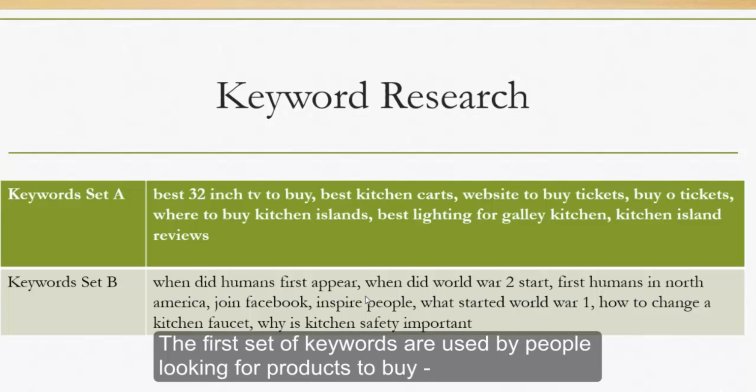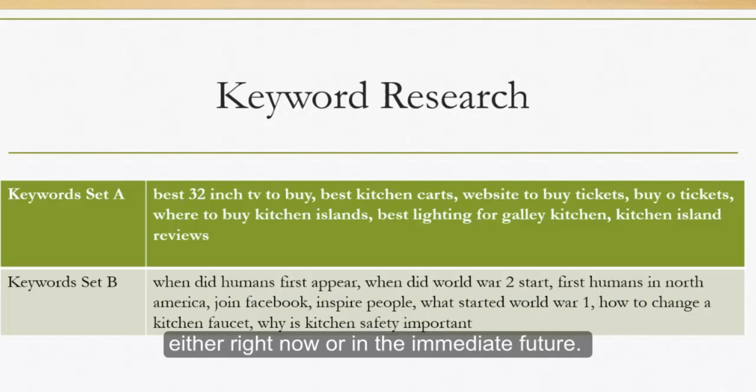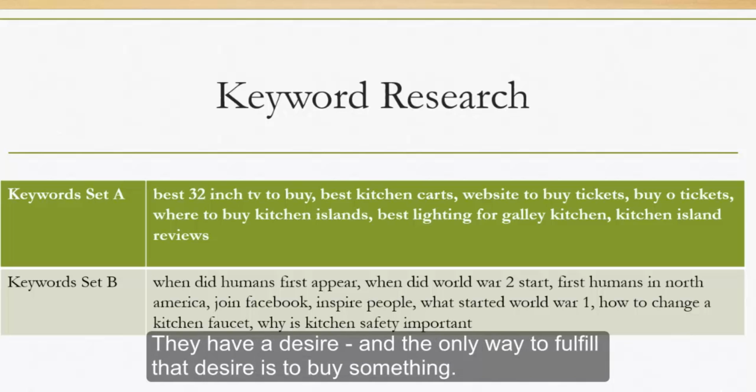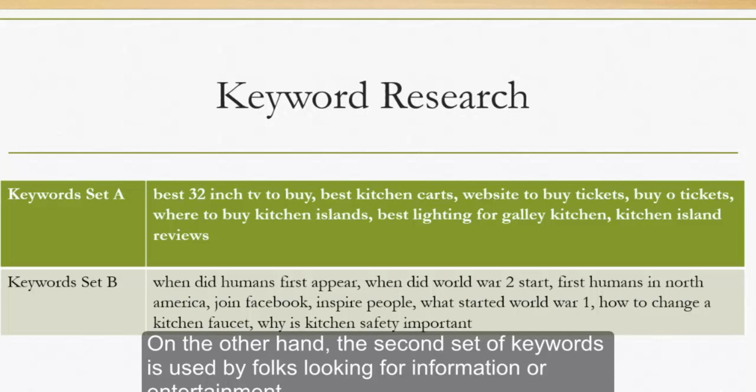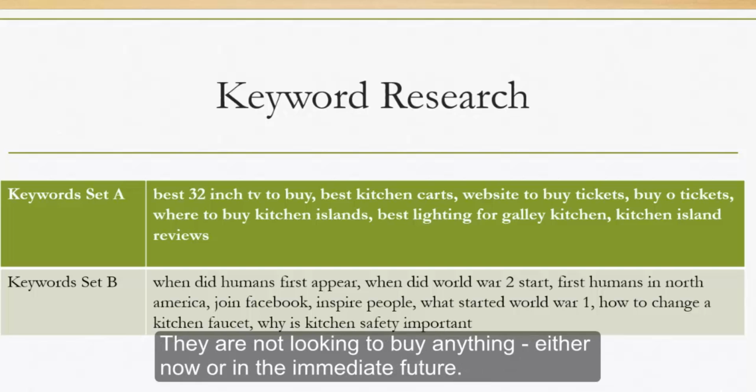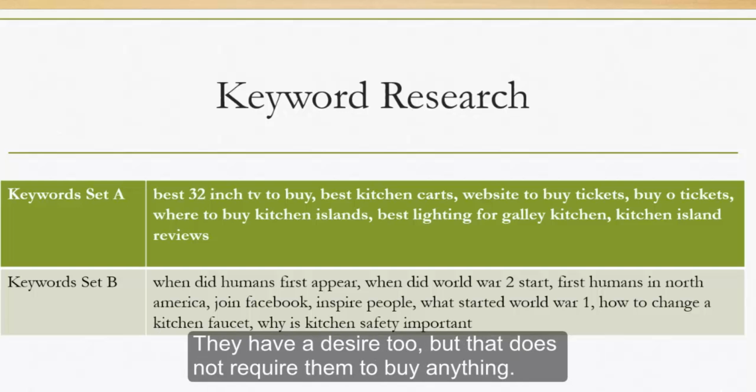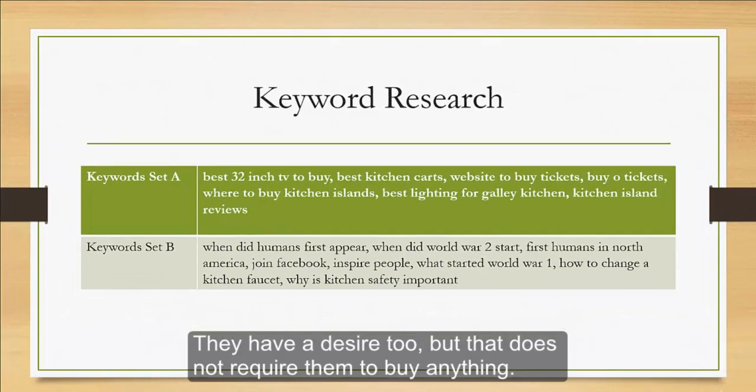The first set of keywords are used by people looking for products to buy, either right now or in the immediate future. They have a desire, and the only way to fulfill that desire is to buy something. On the other hand, the second set of keywords is used by folks looking for information or entertainment. They are not looking to buy anything, either now or in the immediate future. They have a desire to, but that does not require them to buy anything.